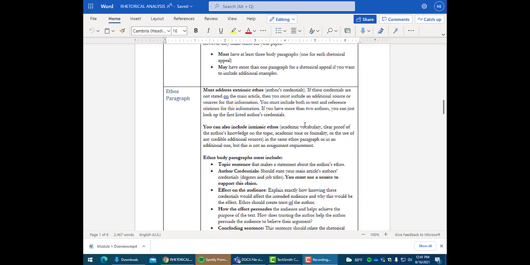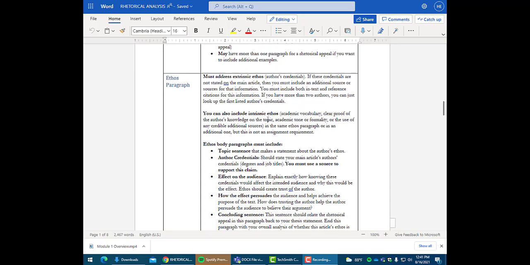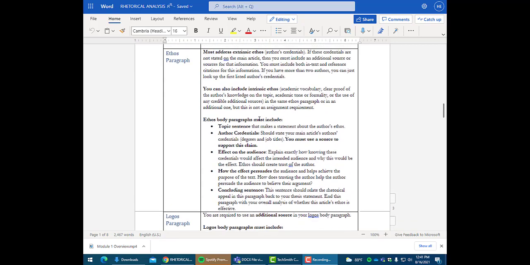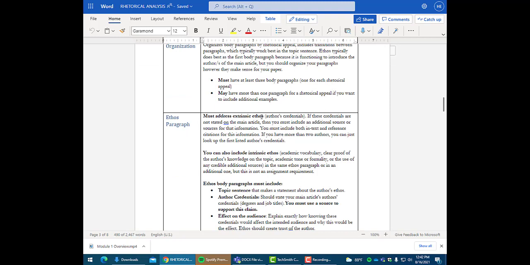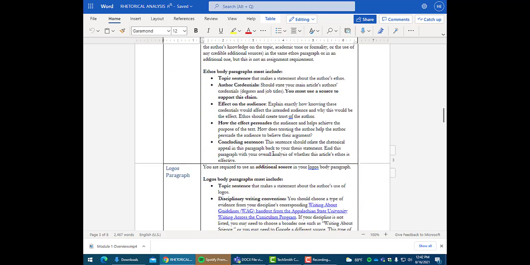Next in this criteria for success, I have it broken down by how you should write each of your rhetorical appeal paragraphs. So here's what you should do for the ethos paragraph. You're required to address extrinsic ethos, which means the credibility outside of the article, so like the author's credentials. You can also write a paragraph on intrinsic ethos, but that's not a requirement for this assignment. And then here are the different things that you should have in the paragraph in the order that you should have them. So make sure you follow this.